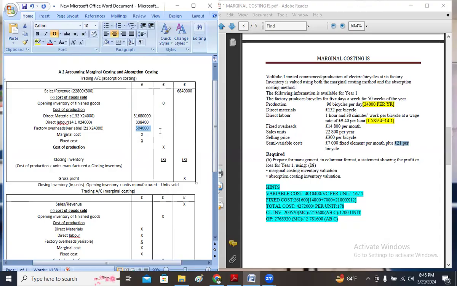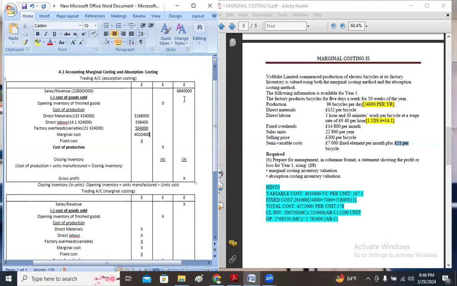3,168,000 plus 338,400 plus 504,000. That is 4,010,400, which is the total variable cost.